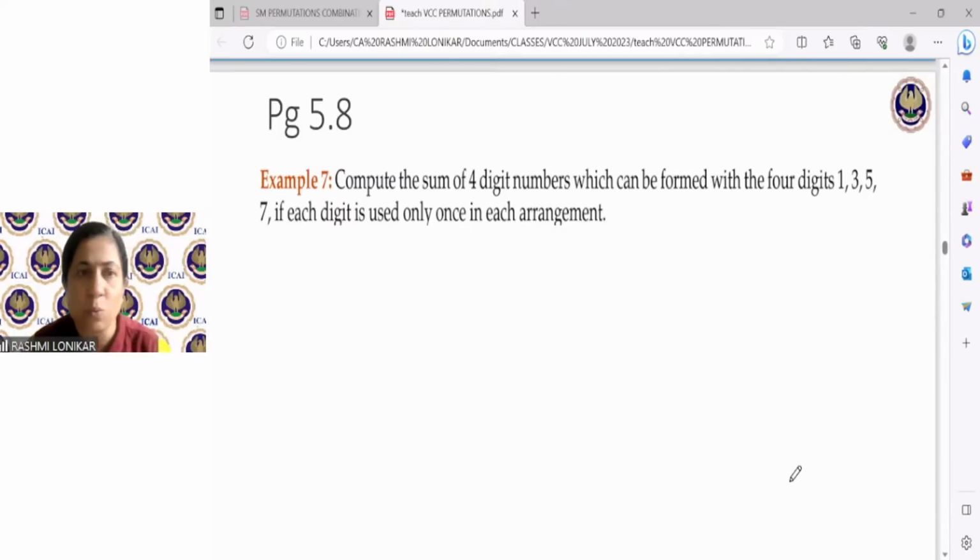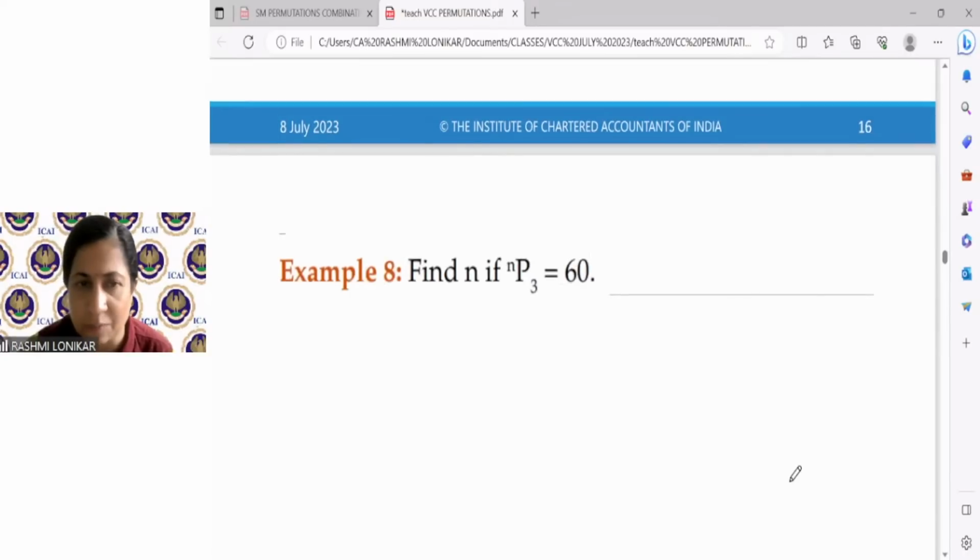Okay, I would really want you to solve this sum on your own and then you could come back in the next lecture. So let me know whether you are able to solve this and get it done. Okay, if not, we'll take it in the next lecture.